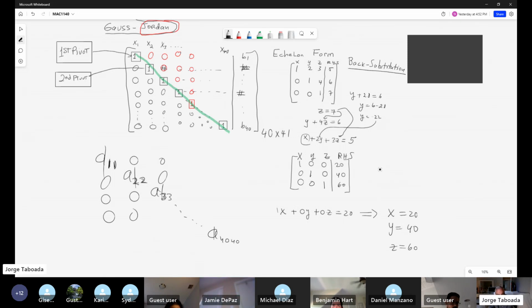And when we finish that, it's too long, in the right hand side, we have the value of our variables, B1, B2, B3, B4.